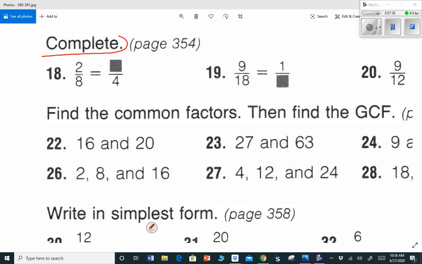All right, we're supposed to complete. That means figure out what goes in this box. And we have both of the numbers on the bottom. With multiplication or division, how do you get from 8 to 4? You divide by 2. 8 divided by 2 equals 4. If you divide by 2 on the bottom, you divide by 2 on the top. 2 divided by 2 is 1. So 1 is the number that goes in the box. And what it's saying is 2/8 and 1/4 are the same thing. They are equivalent fractions.